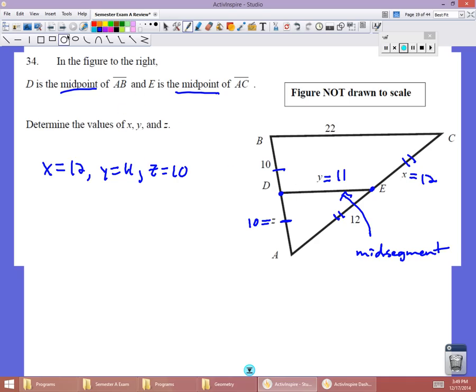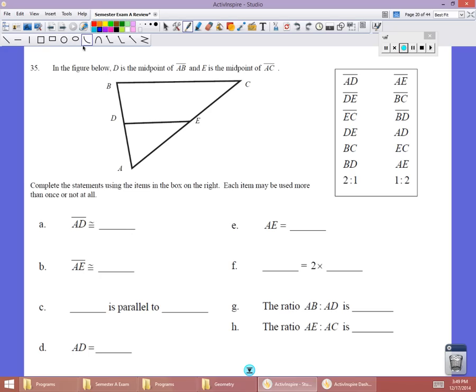Alright, let's take a look at problem number 35. Once again it tells us that D is the midpoint of AB, and E is the midpoint of AC. So very similarly, we're going to mark these two the same, and mark these two the same. Every time we do one of these problems, we want to mark the information that we know, and then go from there. Alright, complete the statements using the items in the box on the right. It gives us these items over here. Each item may be used more than once or not at all.